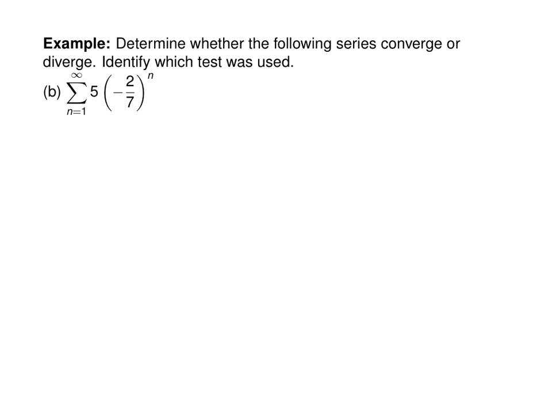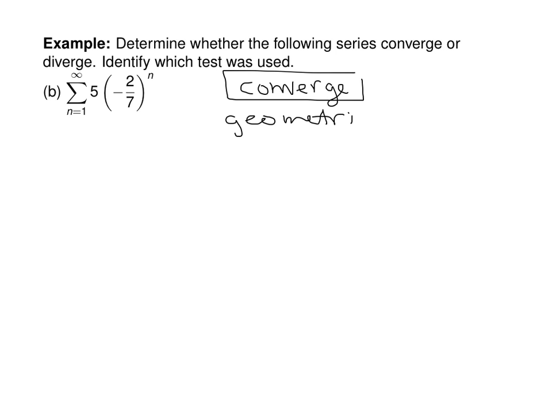Next, I have the sum from n equals 1 to infinity of 5 times negative 2/7 to the n. This series is going to converge. It's a geometric series with r equal to negative 2/7.